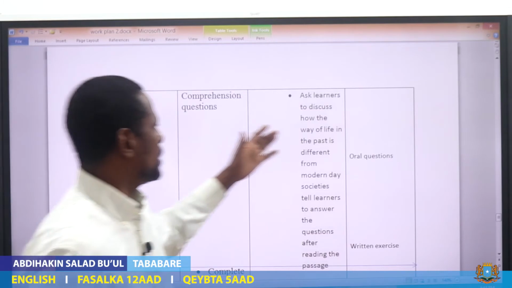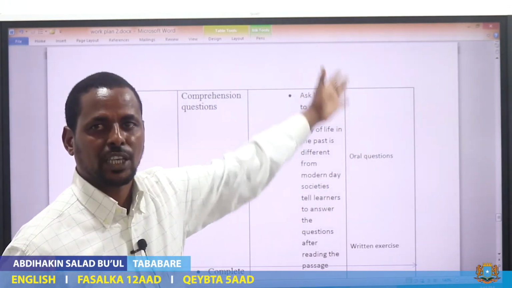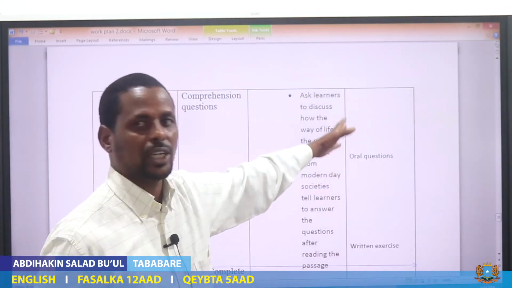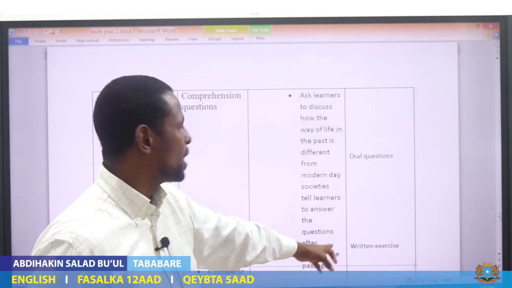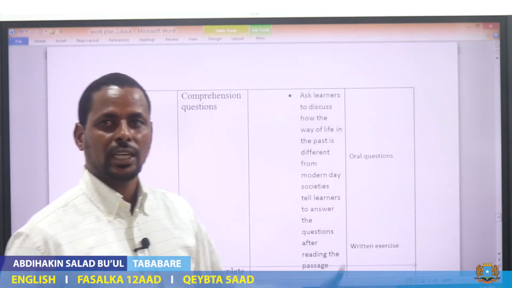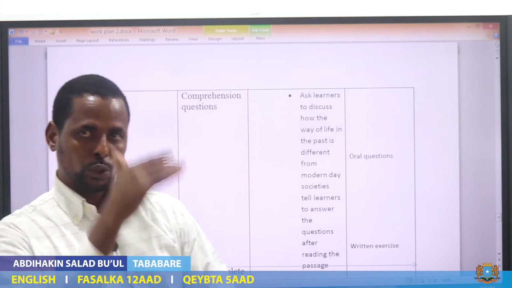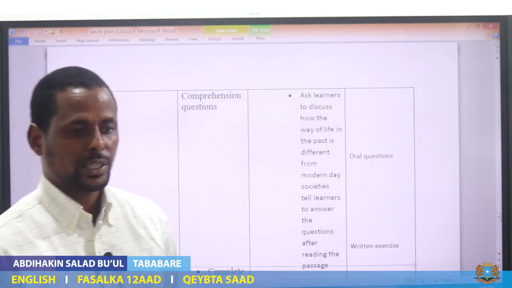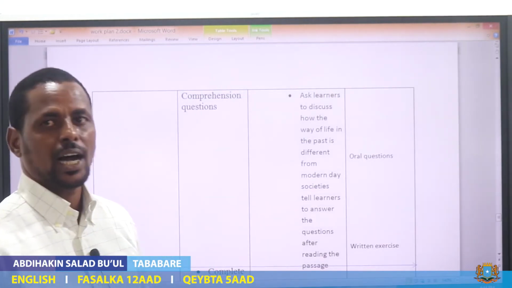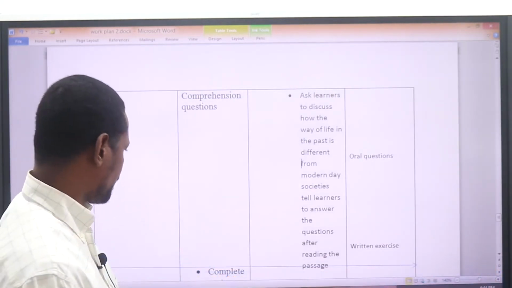That's why in the evaluation, in the assessment segment here, we have said either use oral questions or written exercise. Now the written exercise could be those questions. Let them do it in class. Every student answers the questions in their exercise books.